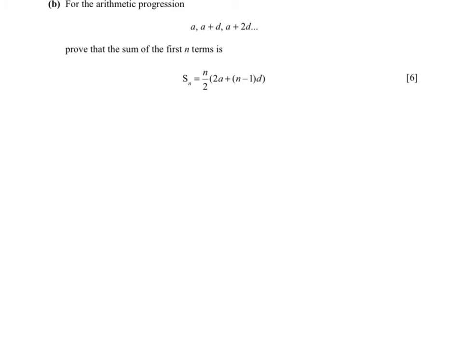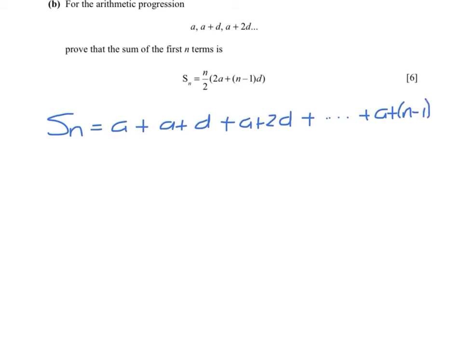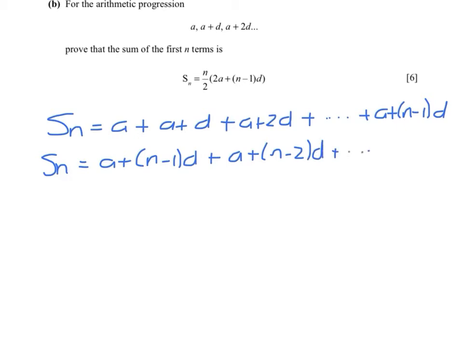B, then we're asked to do a proof, and we have an AP. So the sum of the AP will be the first term plus the second plus the third right up to the last term. If I write that underneath, but I'm going to write it in reverse, right down to the first term, and then I'm going to add these together.